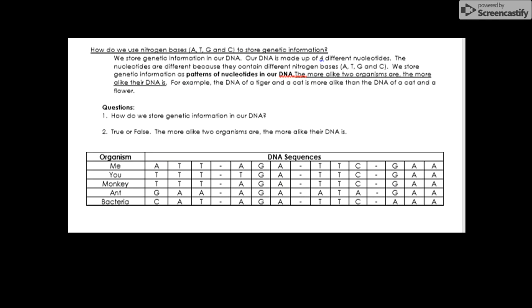You're going to need to know that all organisms are made up of the same 4 DNA bases, ATGC. You need to know that it's the order of the bases that makes us unique. The order of our DNA bases will make the order of our amino acids unique as well. You need to know it's the order of the bases and the order of amino acids that makes us unique.